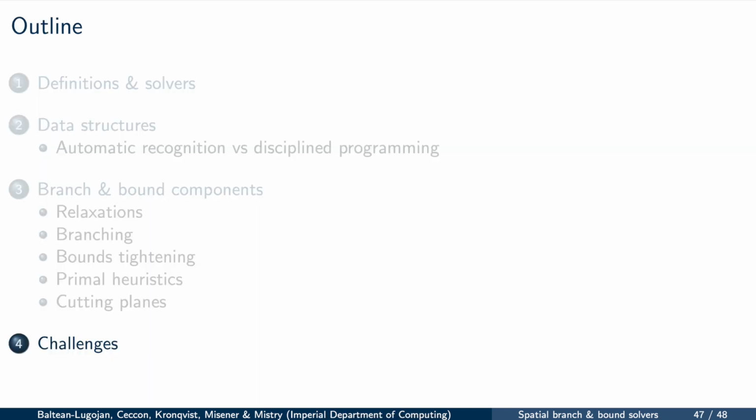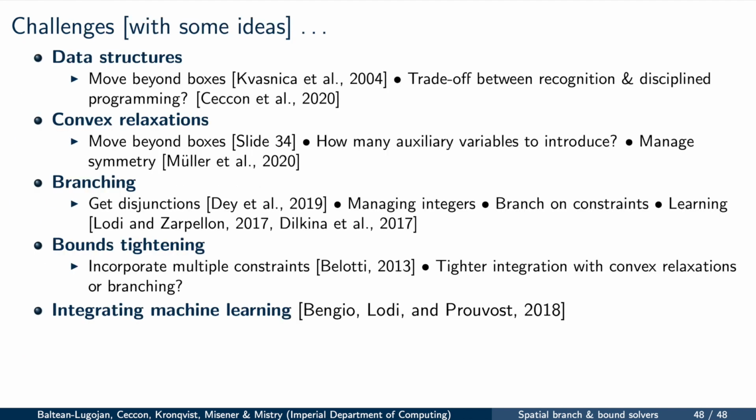So now let's move on to challenges. I've talked a lot about current research in the field, but I want to mention a lot of the challenges that we as an MINLP community have. For convex relaxations, we do need to move beyond boxes. We need to think about auxiliary variables, and we need to think about managing symmetry. For branching, we have to think about branching to get disjunctions. This is an area I'm quite excited about. For bounds tightening, we have to think about incorporating multiple constraints and thinking about tighter integration with convex relaxations or branching.